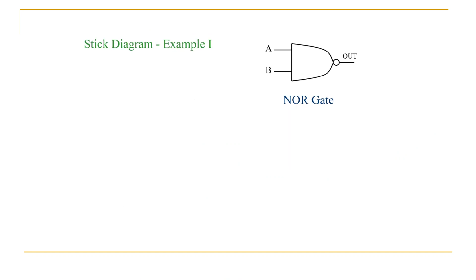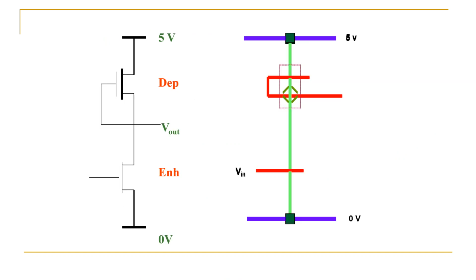In this stick diagram, the gate is connected to the output on the drain side. This is a depletion MOSFET, one such diagram for the depletion type MOSFET that we are using. And this is your enhancement MOSFET. On this side it is source, gate and drain.